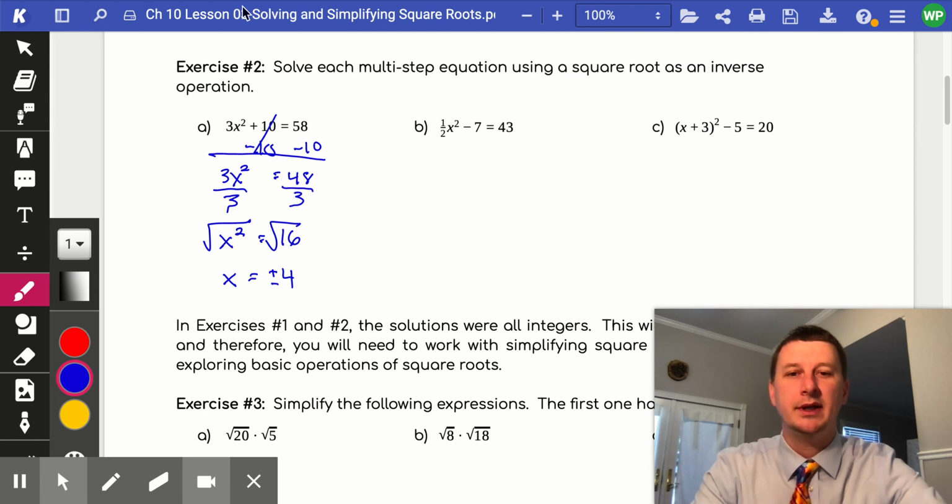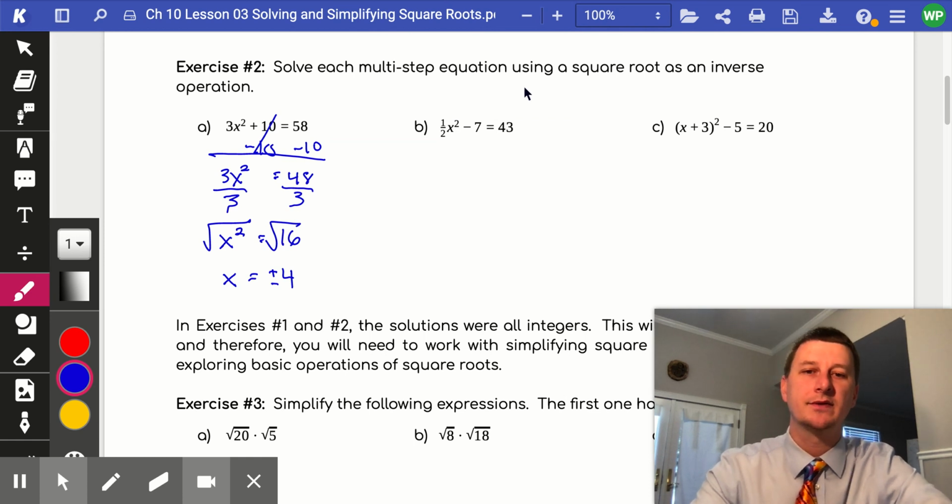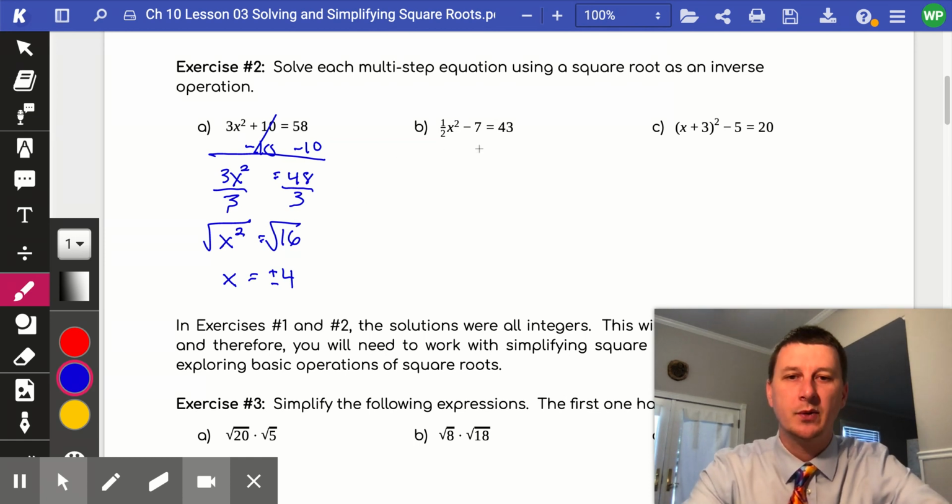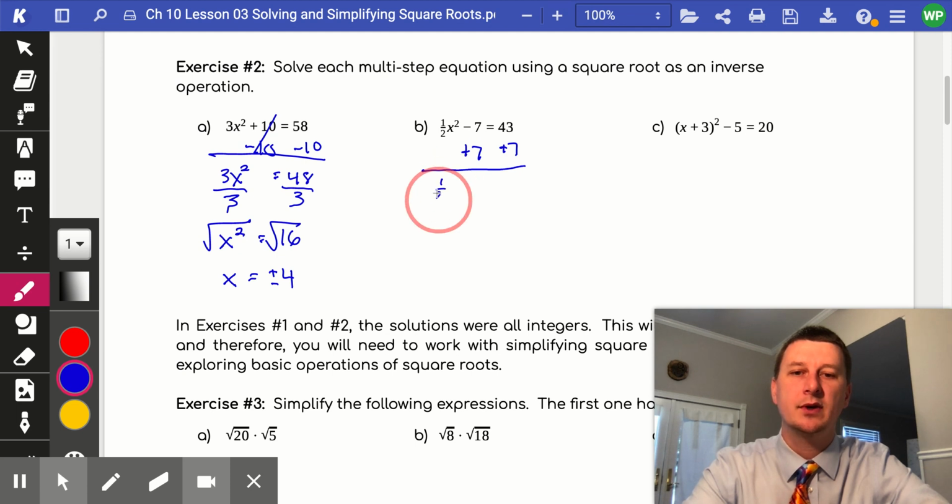Taking a look at part B, we have 1/2 x squared minus 7 equals 43. Similarly, we're going to take that negative 7 and move it to the other side. We're going to add 7 to both sides. And we're going to have 1/2 x squared equals, because the 7 and negative 7 cancel out, 43 plus 7 will give me 50.